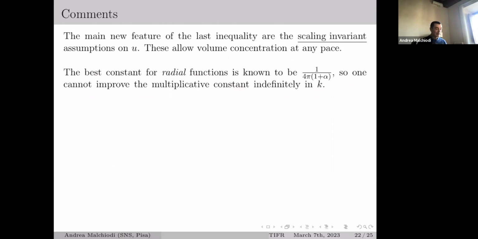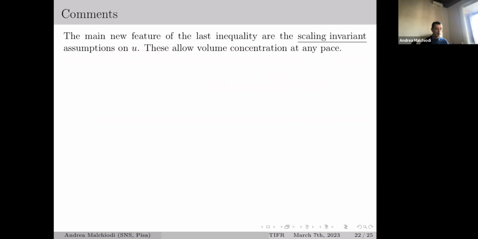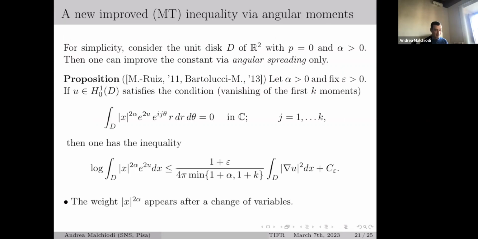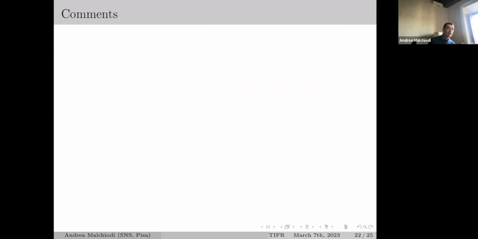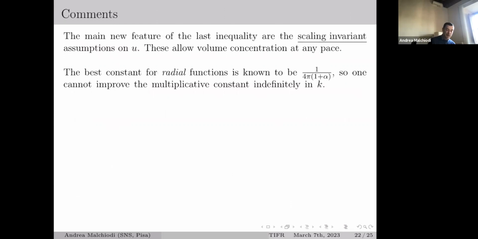Okay, another comment is that when you consider radial functions, the best constant is known to be 1 over 4 pi (1 plus alpha). Okay, and therefore you cannot hope to improve the inequality by vanishing of the angular moments. So that's why you always see the minimum between 1 plus alpha and 1 plus k. So there's no hope of exceeding 4 pi times (1 plus alpha), because that's already the best constant for radial functions.